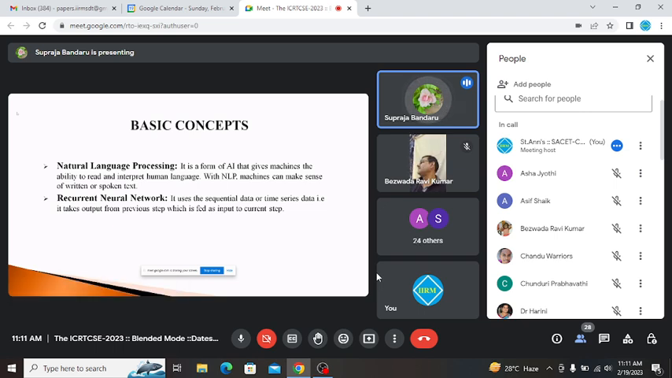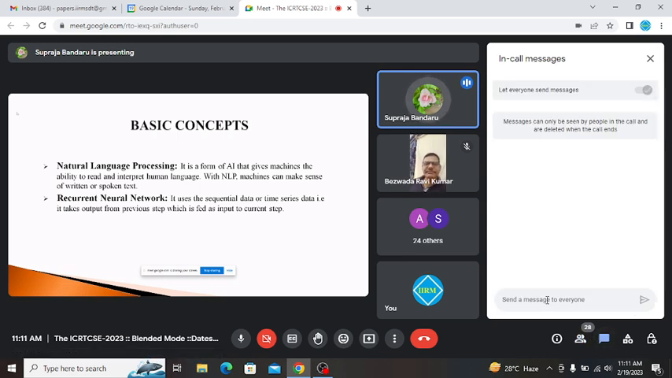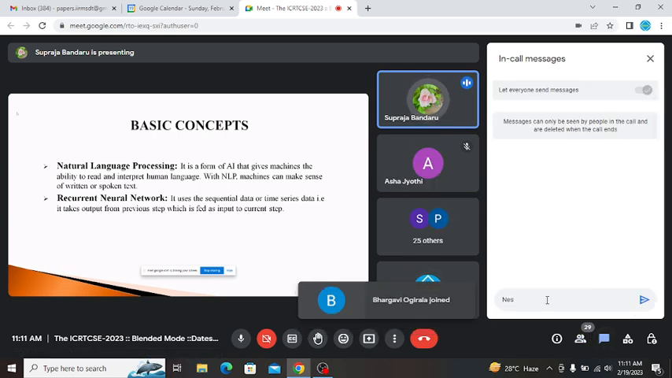The basic concepts used are natural language processing and recurrent neural networks. Natural language processing is a form of AI that gives machines the ability to read and interpret human language, which means NLP makes it possible for computers to read text, hear speech, interpret it, measure sentiment, and determine which parts are important. NLP plays a major role in artificial intelligence.